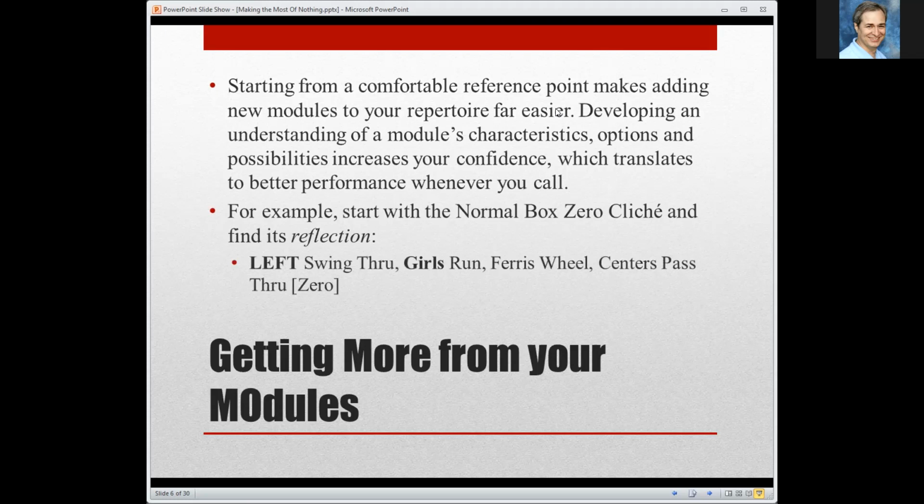So we can call left swing through, girls run, Ferris wheel, centers pass through. This basically takes the rotation from clockwise to counterclockwise. And if they're not used to doing left kinds of things in girls running, it does raise the tension a little bit, which is one of the tools you have to create excitement in your dance. So you could call this to raise the tension a little bit. And once the centers pass through, you're back to your zero box, your corner box, if that's where you started from. And so all is well. You can call left allemande, which tells them they've won, and it releases the tension.